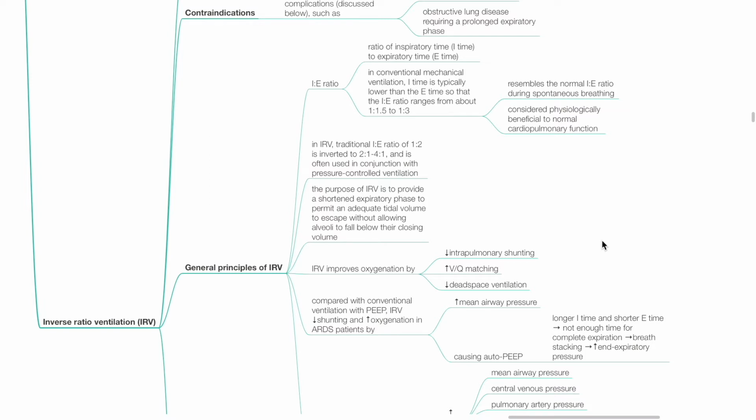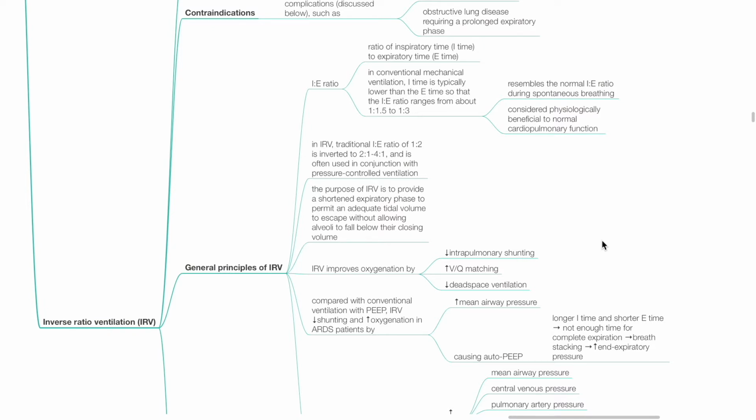In inverse ratio ventilation, the traditional IE ratio of 1 to 2 is inverted to 2 to 1 to 4 to 1 and is often used in conjunction with pressure-controlled ventilation. The purpose of IRV is to provide a shortened expiratory phase to permit an adequate tidal volume to escape without allowing alveoli to fall below their closing volume.